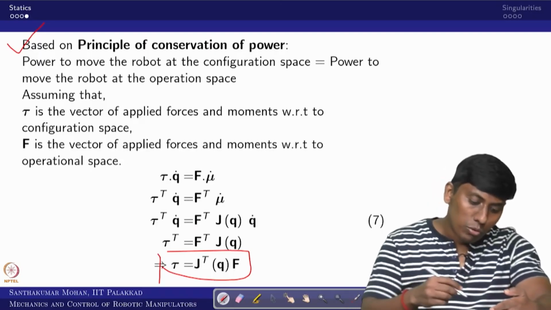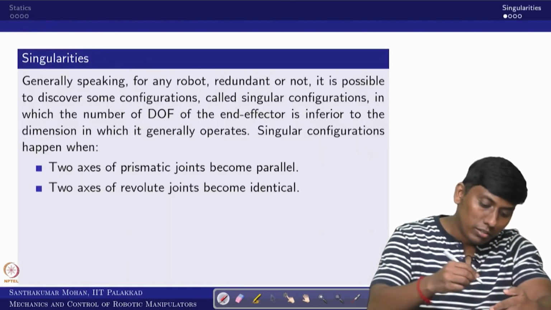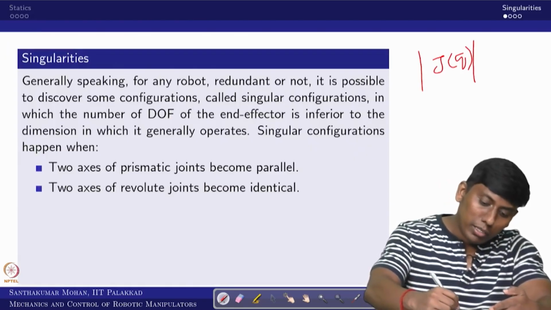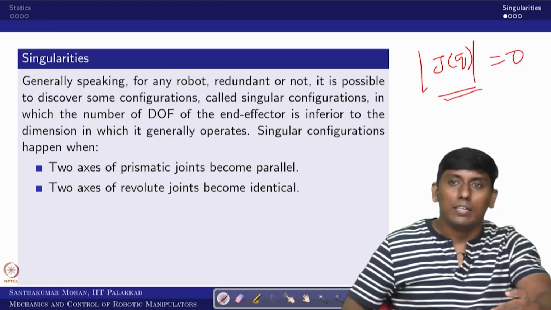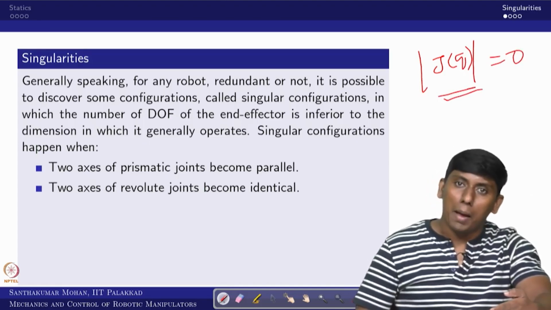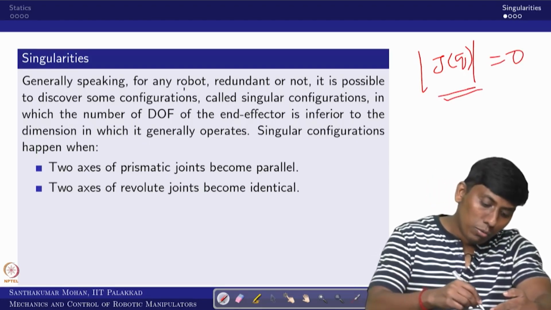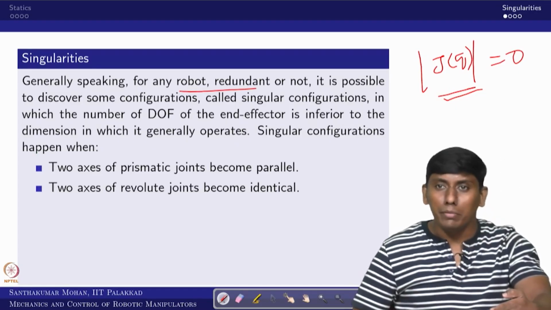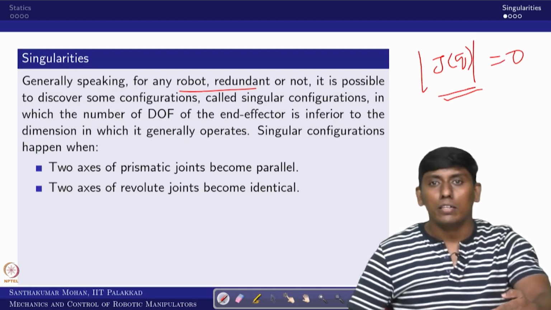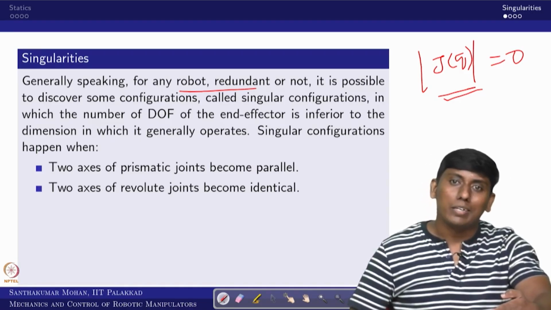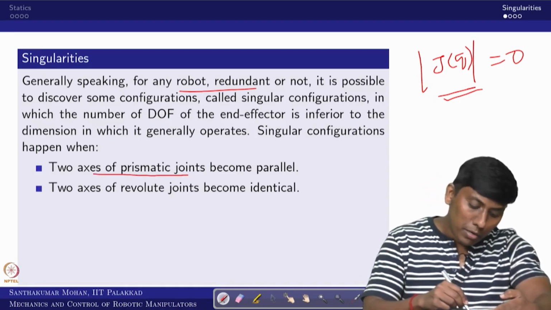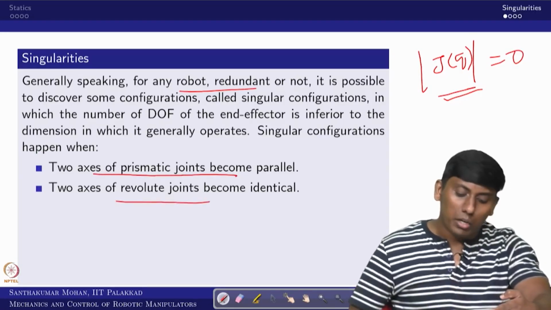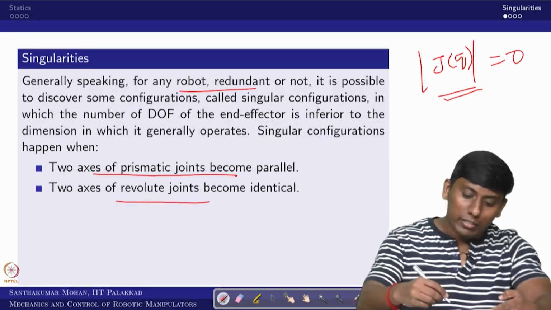Now one thing we are supposed to know: based on j of q, if the determinant is 0, we can say it is singular. So when will this happen? Whether the robot is serial, redundant or not, it is possible in some cases that the Jacobian matrix determinant would be 0. What cases can it happen in? If prismatic joints become parallel, or if revolute joints become identical or collinear.